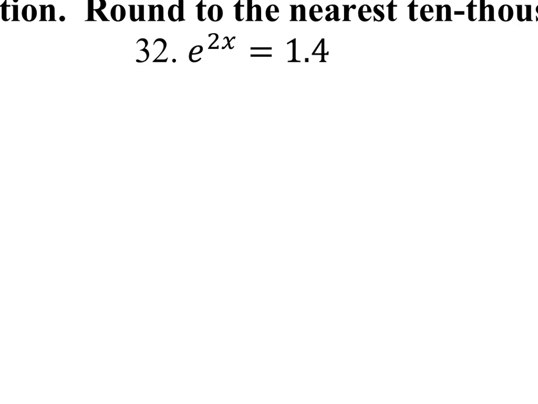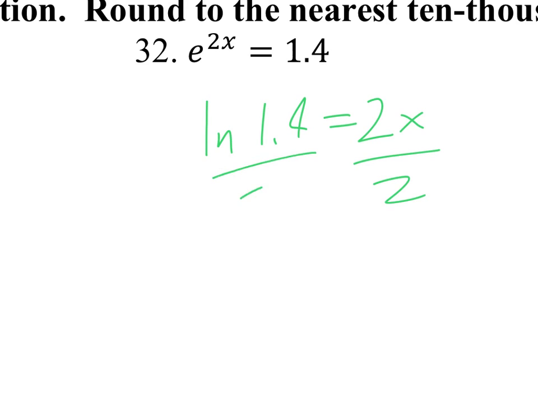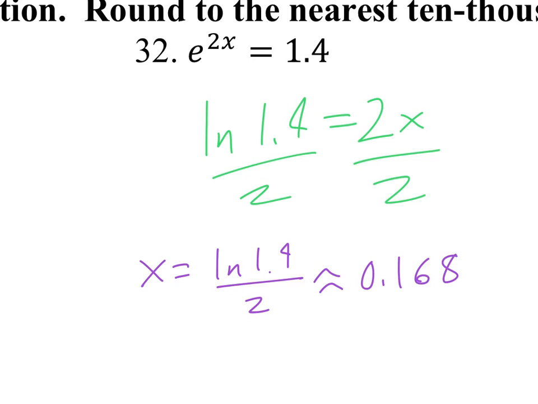And then here, this one is ready to be put into log form right away, so we would do natural log of 1.4 equals 2x. And all we have to do is divide by the 2, so x would equal natural log of 1.4 over 2, or we could do half of natural log of 1.4. And so then that ends up being approximately 0.1682 when we round to the nearest 10,000th.